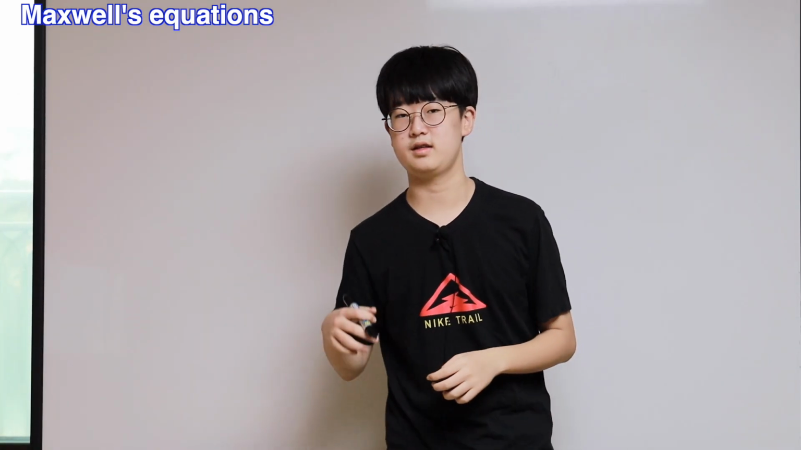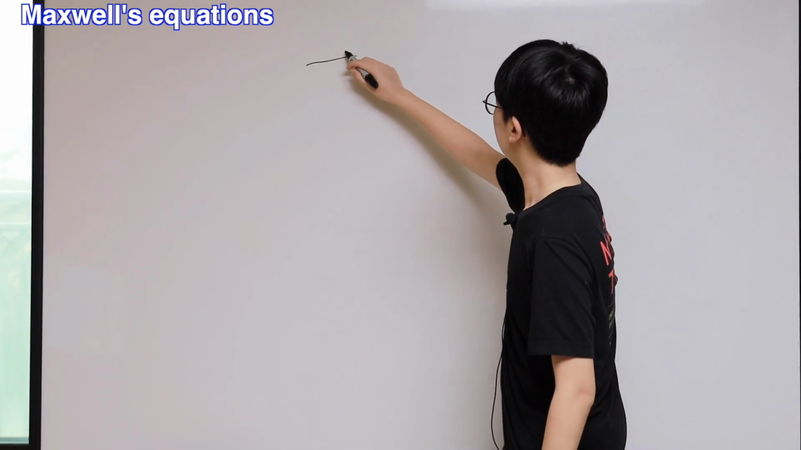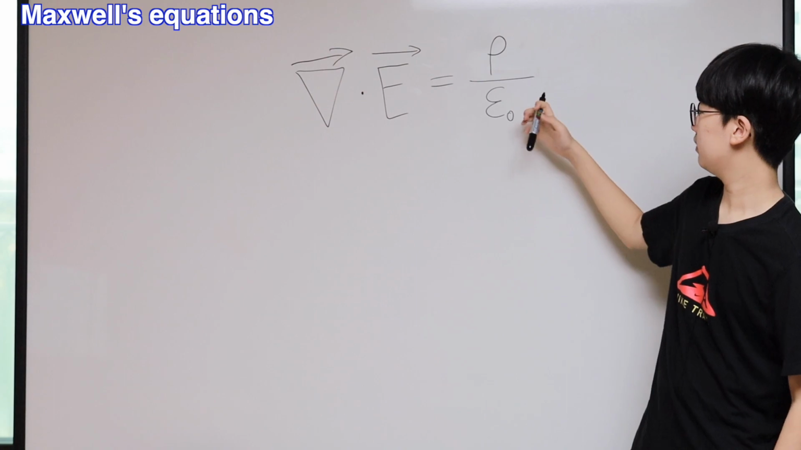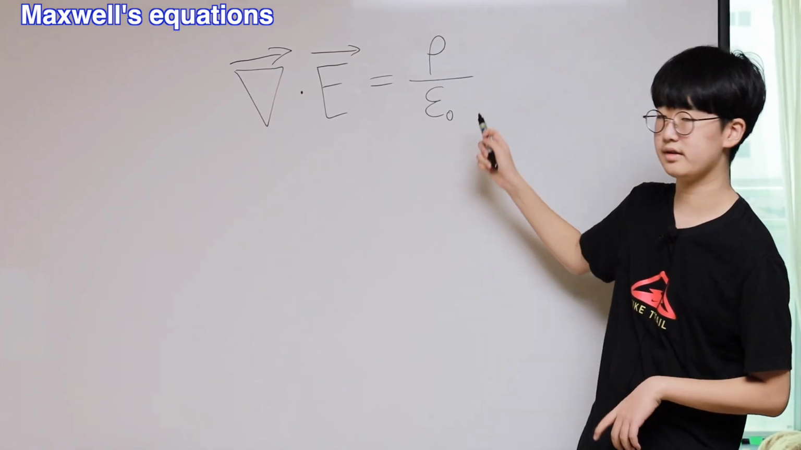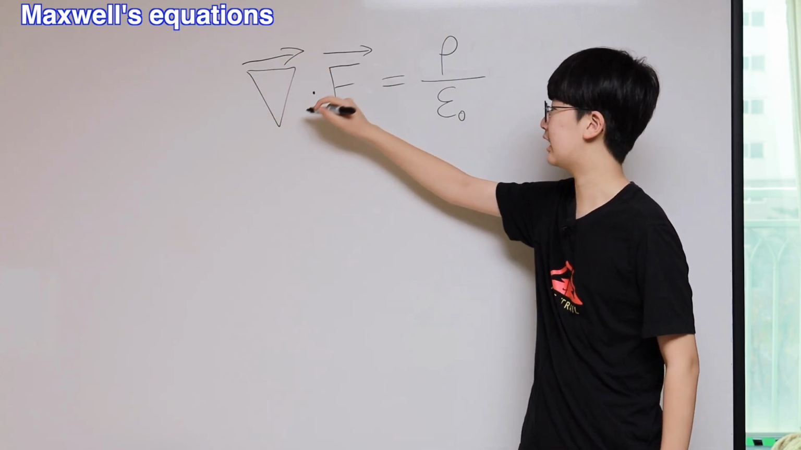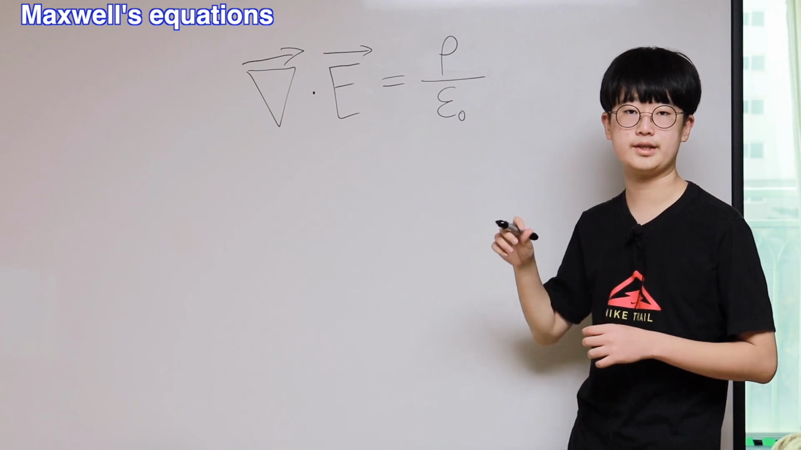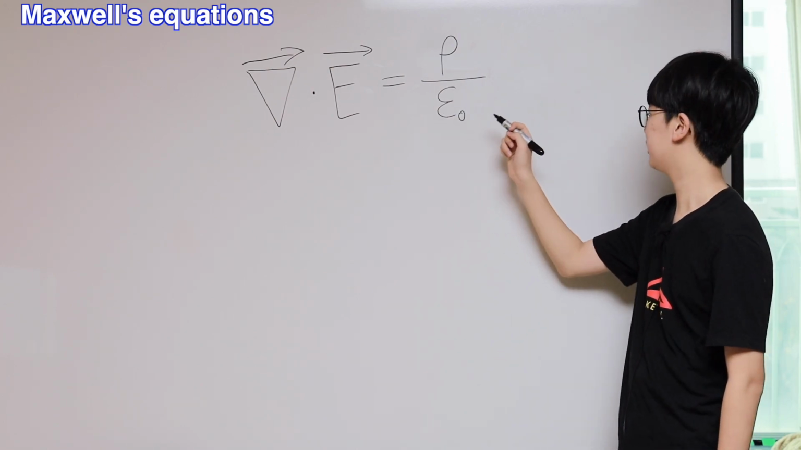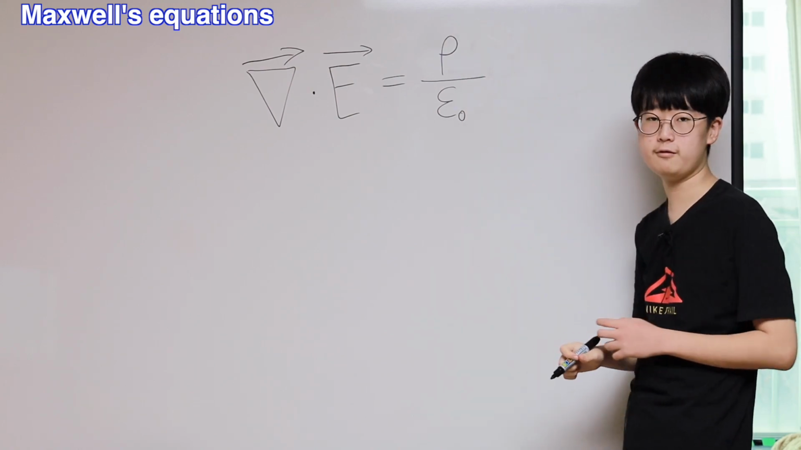And now we're going to look at the second one. The second equation we're going to look at looks like this. This is a thing that shows us divergence, and this is now the electric field. The thing under here is epsilon naught, and we call the thing on the top rho.